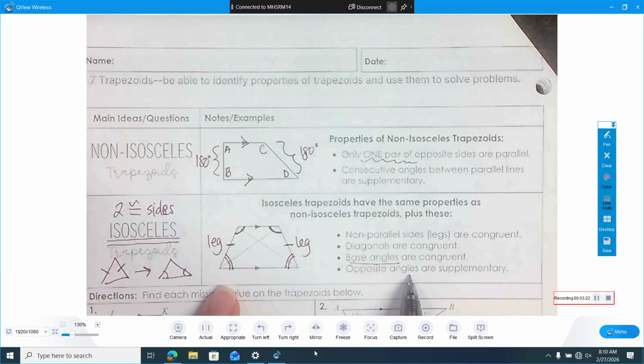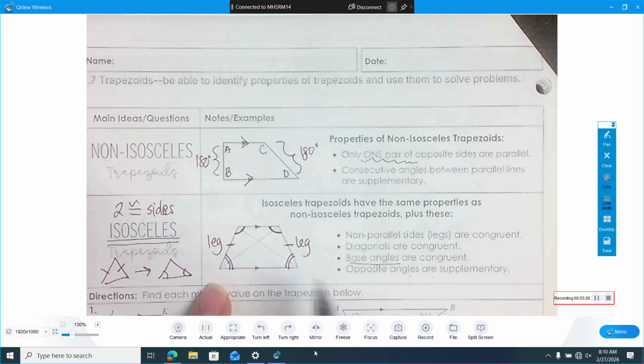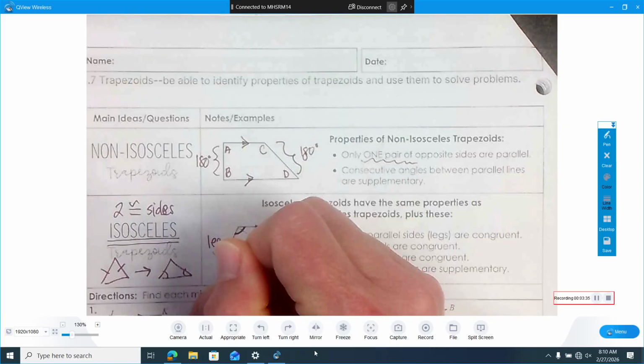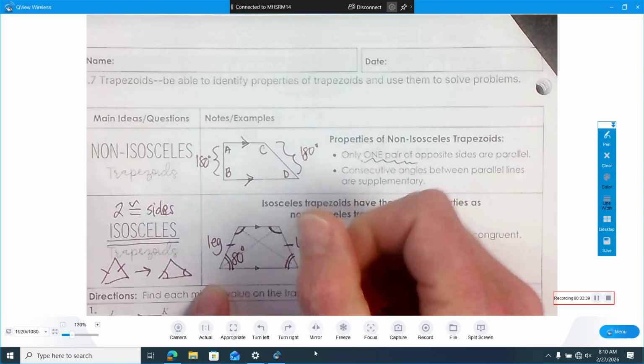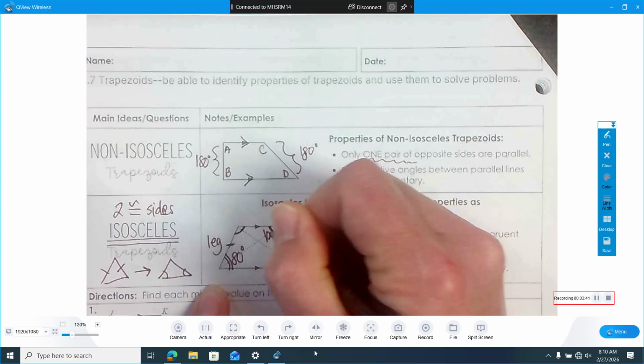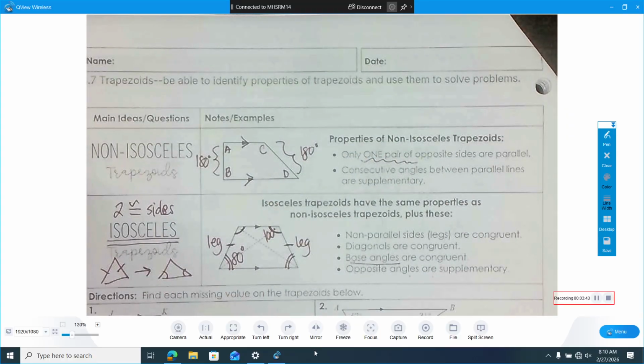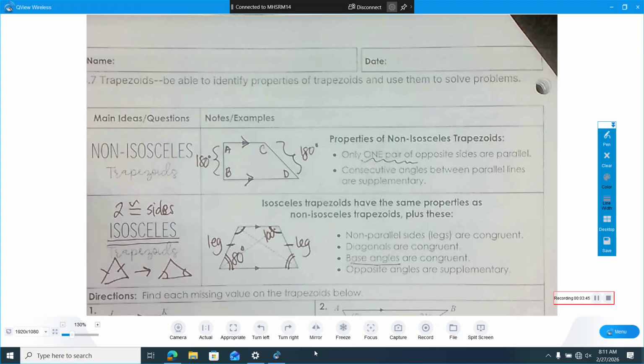Opposite angles are supplementary. That's good to know too. So good things to keep in mind here. These opposite angles are supplementary. So if this one is 80 degrees, 100 degrees up top here. Opposite angles are supplementary.